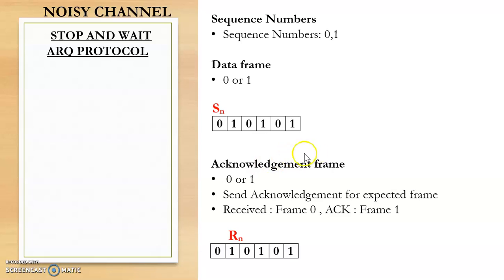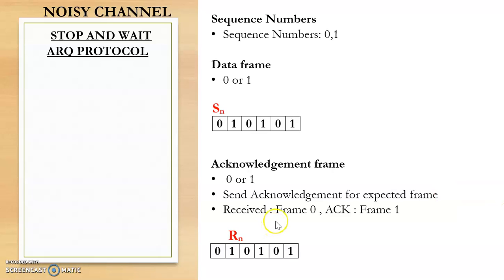Similarly, the acknowledgement frame which is sent from the receiver to the sender will have acknowledgement number either as 0 or 1. So the acknowledgement number at the receiver side will be denoted by RN, and the receiver will always send an acknowledgement for the expected frame.